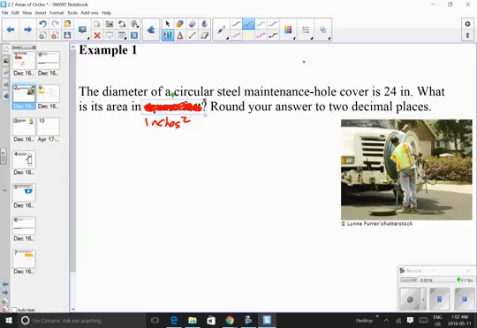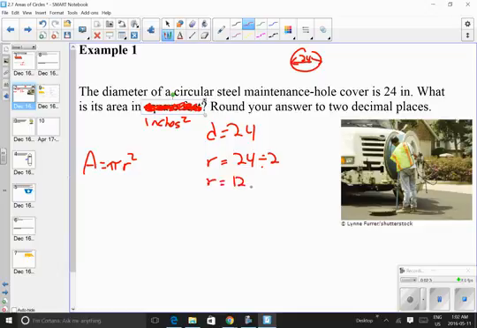Alright, one last step for us to do anyway. So the diameter is the distance across, and that is 24. I want to know the area. First off, the area equals pi times r squared. You'll notice the formula uses r, I know the diameter. So if the diameter is 24, the radius is half of that. So 24 divided by 2. So my radius would be 12 inches. So I'm going to take that 12 inches and put it into my formula here. So area equals pi times 12 squared.